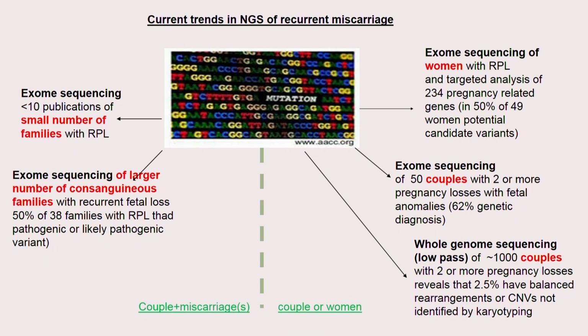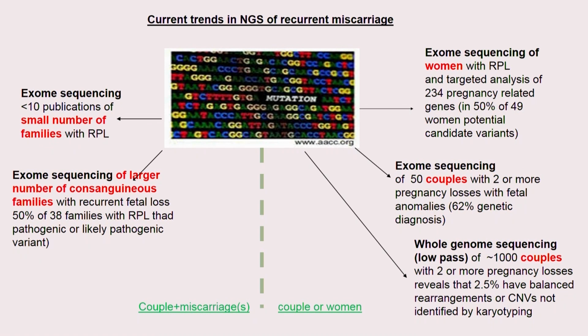So the studies that are currently undertaken in order to find the cause of recurrent miscarriages using next generation sequencing are very rare, really. One can kind of group them by looking at the studies that enrolled couples and miscarriages, or did exome sequencing of couples and miscarriages, and those that did exome sequencing of the couple or the women with recurrent pregnancy loss.